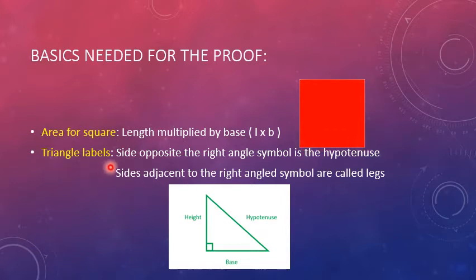And then the triangle labels. The side opposite the right angle symbol is called the hypotenuse. So this is the right angle symbol. The side opposite to it is called the hypotenuse. The sides adjacent to the right angle symbol are called legs. Here's our right angle symbol. The sides adjacent, which are the height and the base, are also referred to as legs.